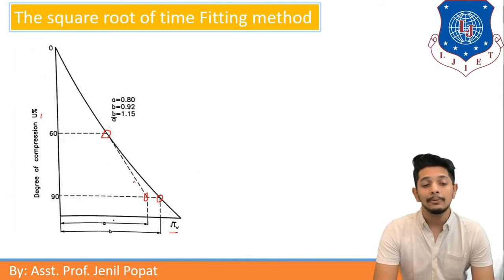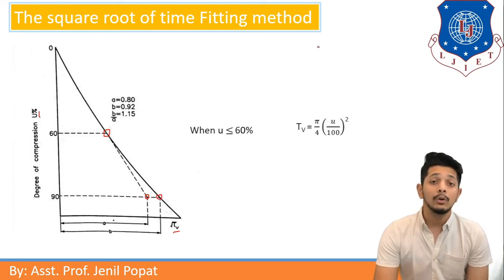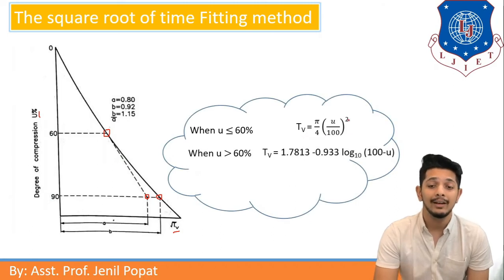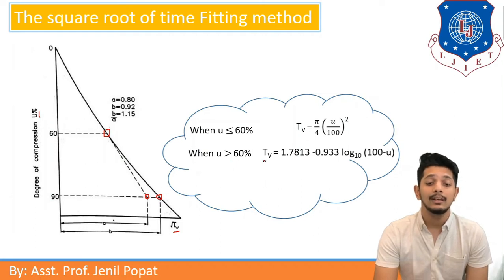In simple words, it means if the graph is not linear, it is 1.15 times the linear value at 90%. We should also remember that we have studied in Terzaghi's theory that when U is lesser than 60%, TV will be pi by 4 into U by 100 square, and when U is greater than 60%, then TV will be 1.7813 minus 0.933 log 10 base 100 minus U. These are our old equations. Let us move further.